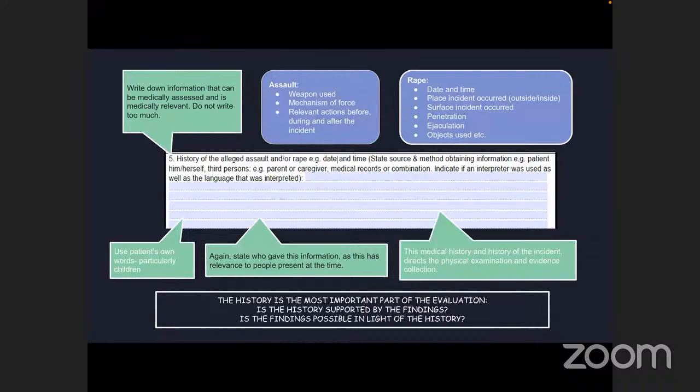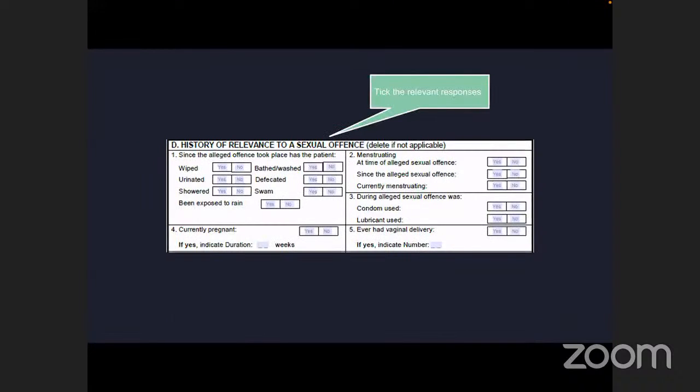As well, if there was rape, you want to give some more information about date, time, the incident, and if there was penetration or ejaculation, or if there were any objects used. Then you move on to section D, which is the history of the sexual offense. These sections can be struck out if not relevant, and as Adela said before, if they're struck out, they need to be signed and reasoned as to why. The first section, D, is the history of the relevance to sexual offense. It's a quick tick section as to whether anything has changed since the incident took place, and also about the normal physiological state of the patient.